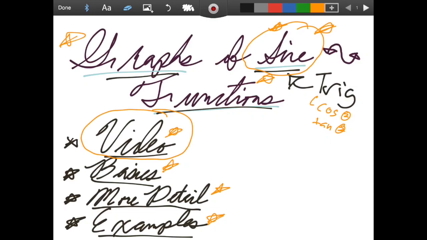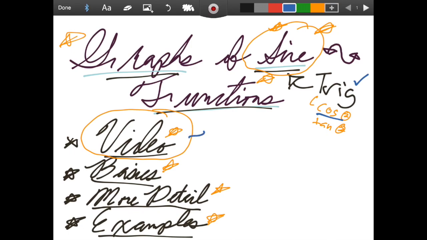Hey pre-calcers, today we're going to take a look at graphs of sine functions, one of the three main trig functions that we've seen so far. We'll eventually see cosine graphed out as well. Tangent we don't see too much of, but that's okay.